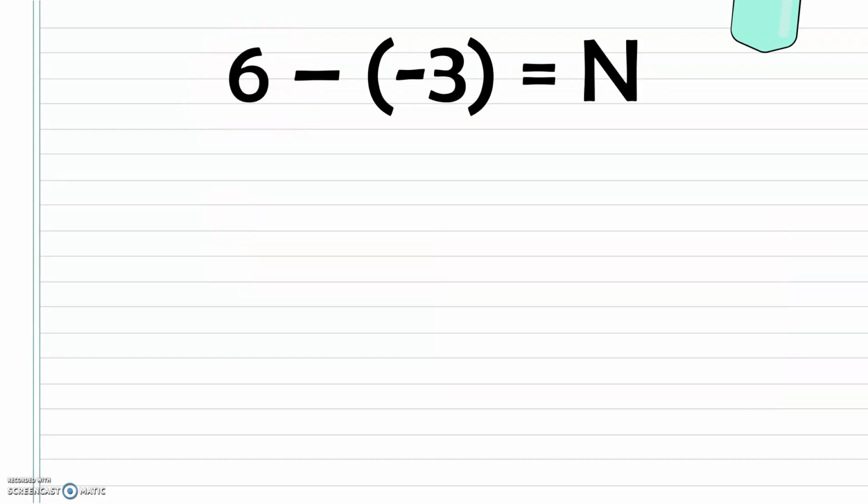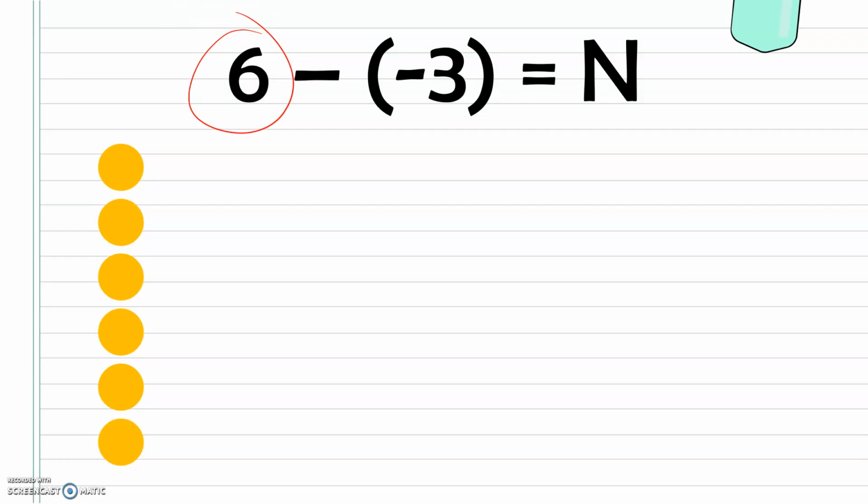Let's try another one. 6 minus negative 3 equals n. So our minuend is 6, and it will be represented using 6 yellow chips. Now we are asked to subtract negative 3. But again, in our illustration, there's no representation for negative 3. We cannot subtract negative 3 here because all we have are positive chips. So that means we need to add 3 red chips.